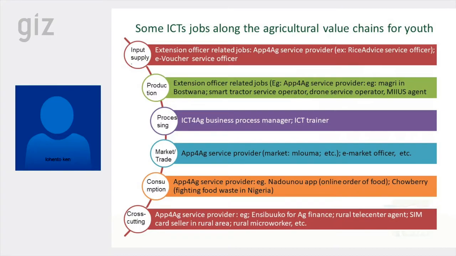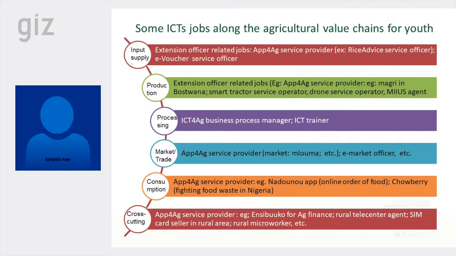At the consumption level, we can also have some specific applications. For example, in Nigeria, we have Chowberry, which is an application that helps address food waste. We also have in Benin an application that people have developed that facilitates the online order of food. And we have many of those applications in Europe. Those who are involved in those activities are not necessarily ICT people. They can just be a young entrepreneur working in an urban area, or maybe in rural areas. If they have good connectivity and if there is a market, this can be done.